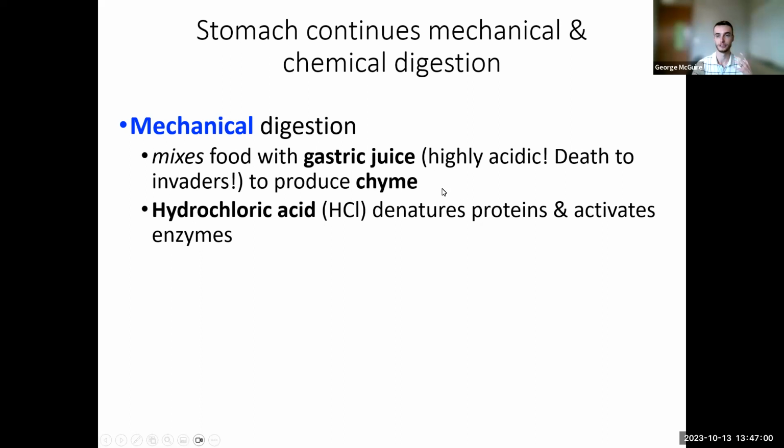If you have ever thrown up, you are essentially throwing up chyme, right? It's not just your food, it's your food and the gastric juices from your stomach. And this hydrochloric acid is going to help with denaturing proteins and activate some of the enzymes that get released into our stomach. This denaturing of proteins is something that you might easily confuse with chemical digestion.